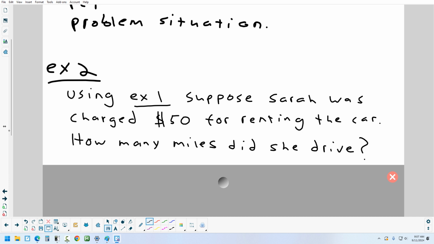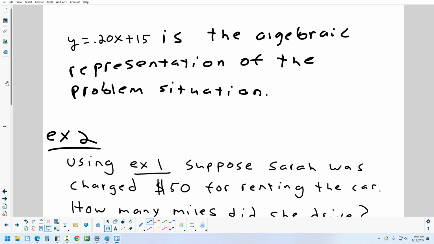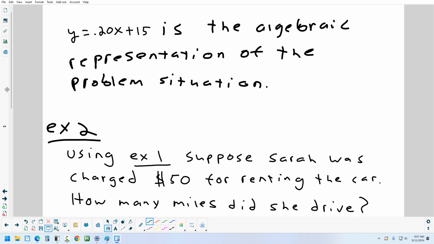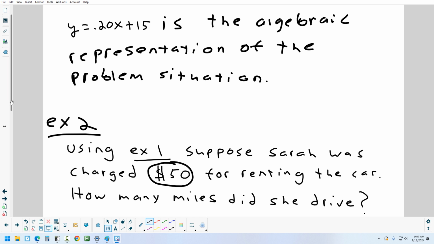Yeah? You already have the answer. Okay, we already have the answer for, what did they give me? What is it that they gave me here that's different than what they gave me before? They give us the total cost. So what's the answer they want me to find this time? The number of miles. So when we look back at the formula, where is that 50? Y. Yeah, that's going to go where the y is.